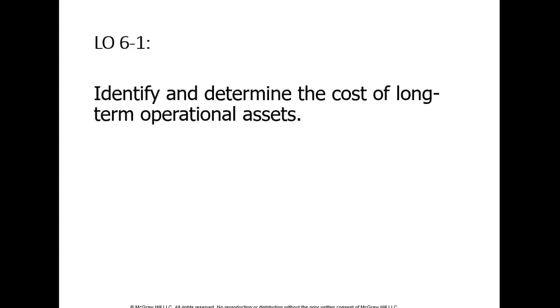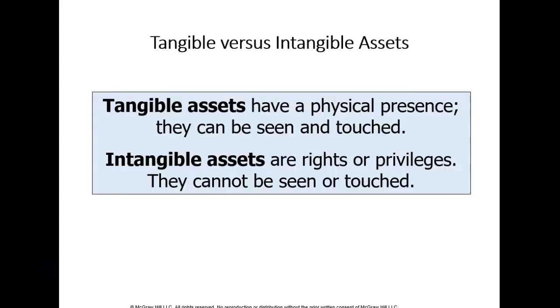In part one, we identify and determine the cost of long-term operational assets. Okay? There are two types or categories of long-term assets, what we call tangible assets and intangible. We'll begin to focus on tangible assets. These assets have a physical presence. You can actually see and touch them. Again, items such as buildings, equipment, land, machinery, automobiles, examples of different types of tangible assets.